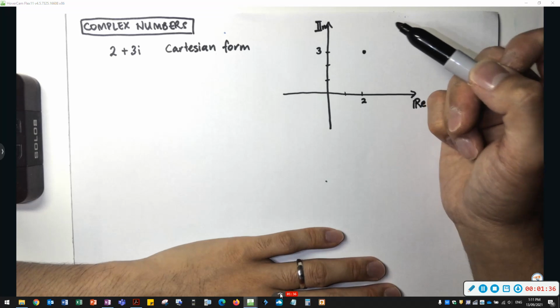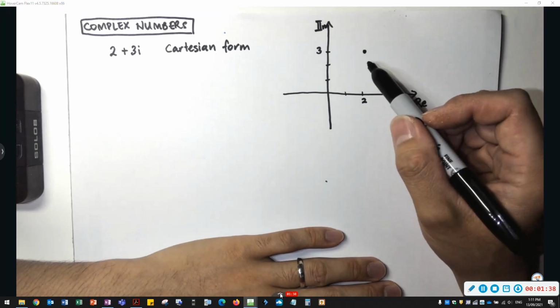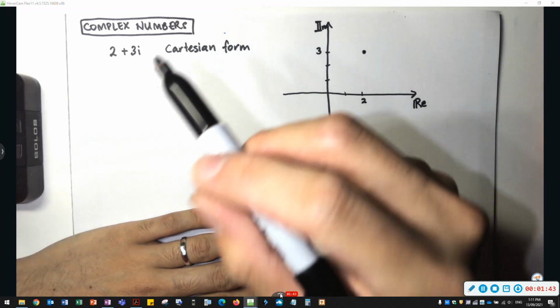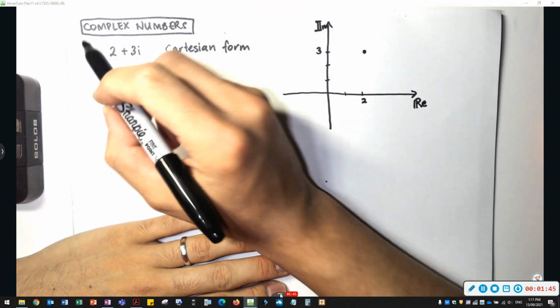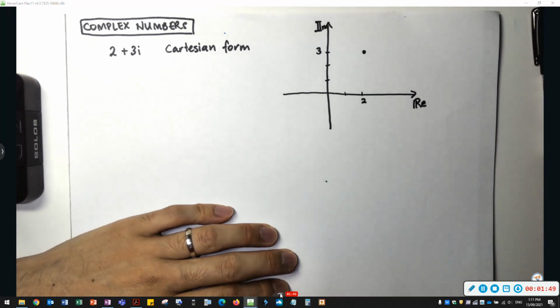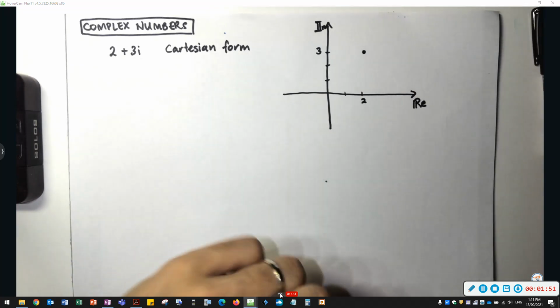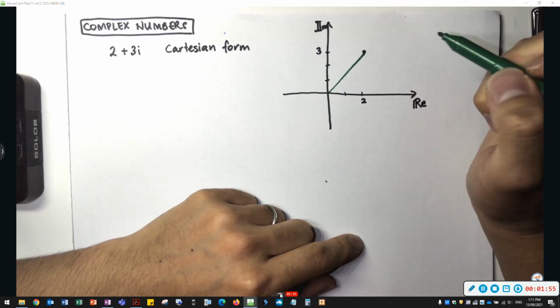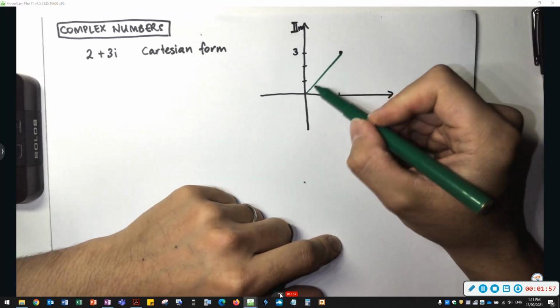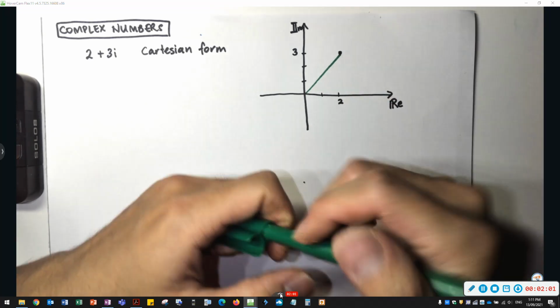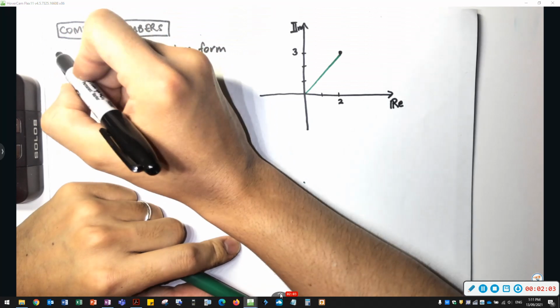Now you can also represent this complex number in a different way. It looks like a vector, so we can write it with a modulus. I'm going to show you this first. We're going to join the origin to the complex number. This part here is called the modulus. Now the complex number is named Z.